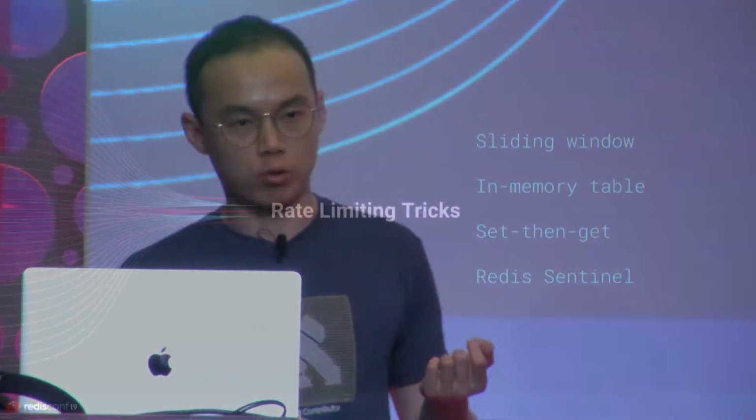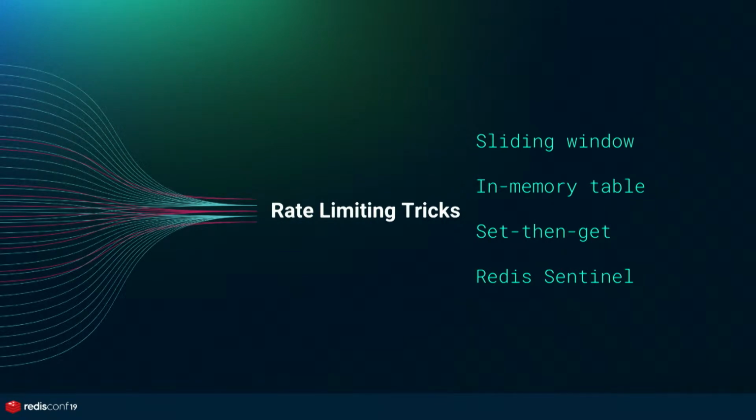So to recap here, first choose the sliding window algorithm, then maintain a memory table. Use set and then get for your locking mechanisms to avoid race conditions. And last but not least, use Redis Sentinel, which is an enterprise offering from Redis. It's very helpful when you're trying to get HA on your infrastructure.